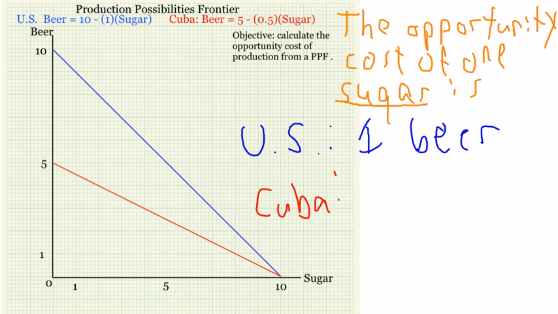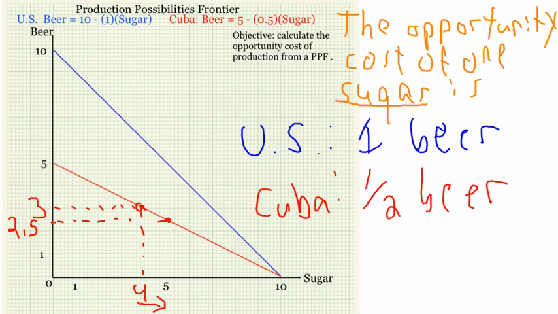Next, we proceed to Cuba. Say if Cuba produces 1 more sugar, how much beer does it give up? As before, let's suppose we're starting off where Cuba is producing 4 sugar and 3 beer. And now they want 1 more sugar, so they want to go from 4 to 5 sugar, going from here to here. Well, now they just have to go from 3 to 2.5 beer. So going 3 to 2.5 beer, they're only giving up 1/2 of a beer.